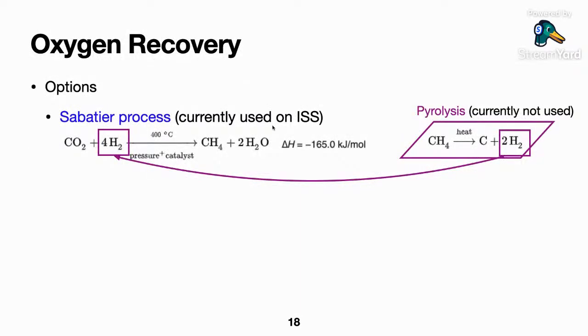So the way we can recover oxygen, there's a couple different options. The option that was depicted in the ECLSS diagram is the Sabatier process, and it's currently being used on International Space Station. So carbon dioxide is reacted with hydrogen gas at elevated pressure, elevated temperature, 400 degrees C, and a catalyst. The catalyst is nickel or some other transition metal. And that would produce methane, CH4, and water. And that has an enthalpy of -165, so it's an exothermic process.